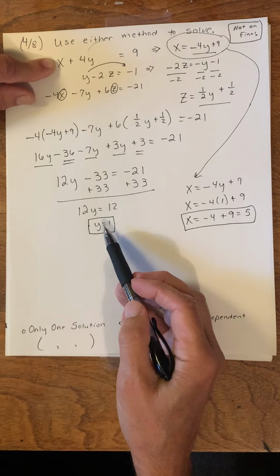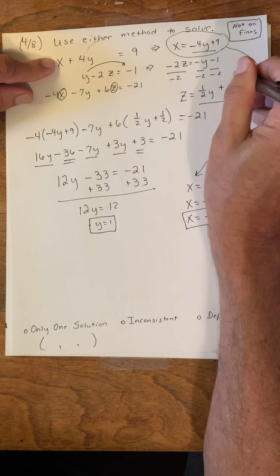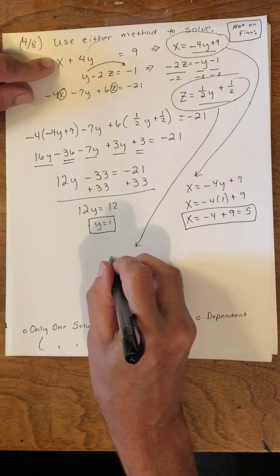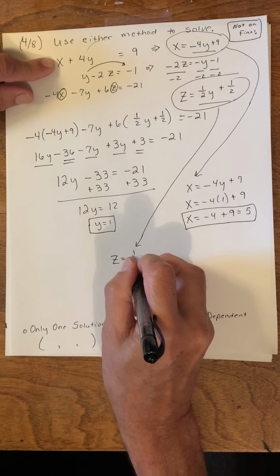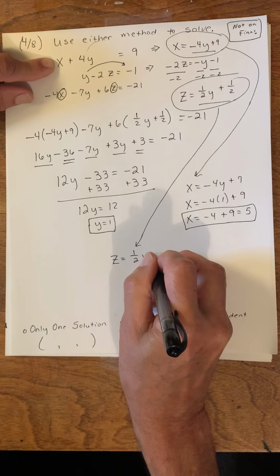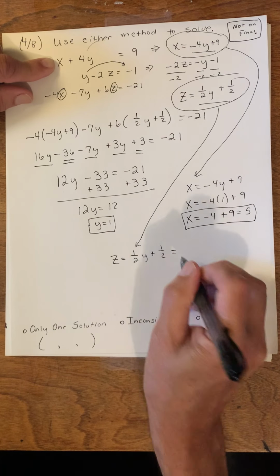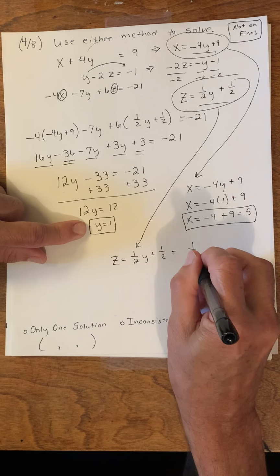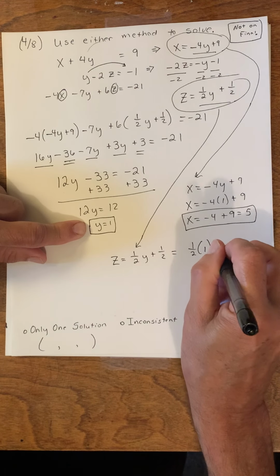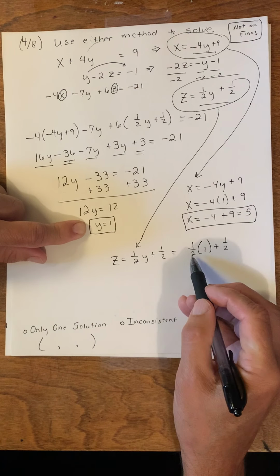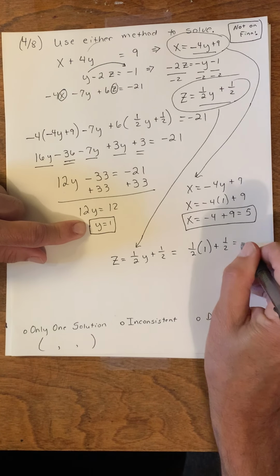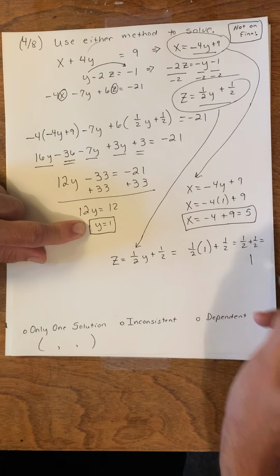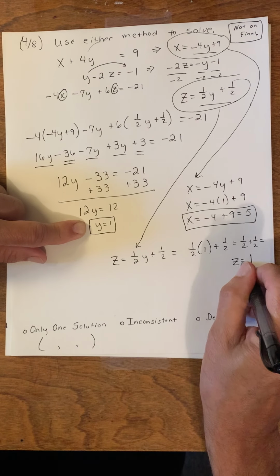I've got x, I got y, now I just need to find z. I'm going to use this equation to find out what z is. It's 1/2 times whatever y is plus 1/2. But I know what y is, it's 1. So z is 1/2 times 1 plus 1/2. But 1/2 times 1 is just 1/2. 1/2 and 1/2 is 1. So z is 1.